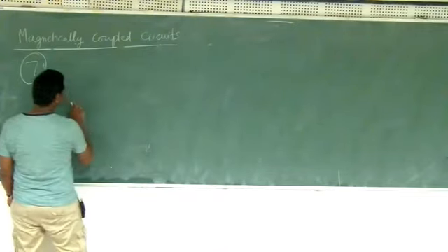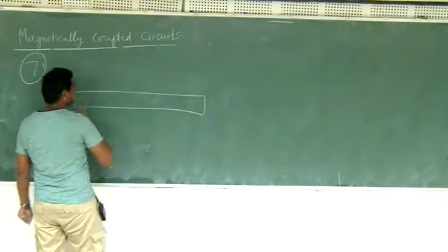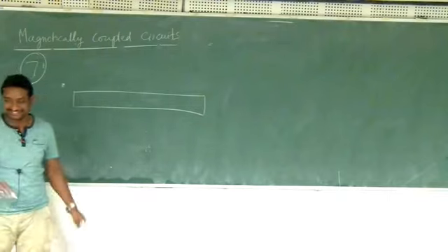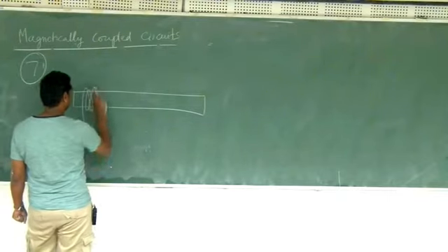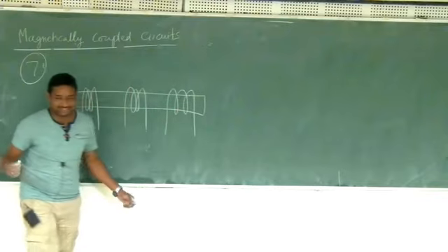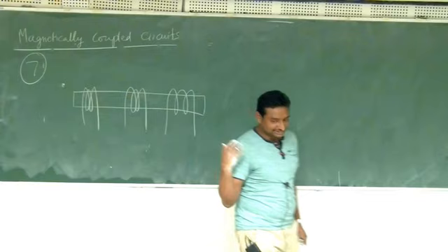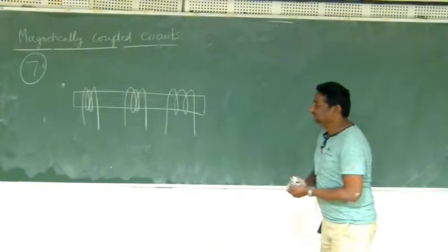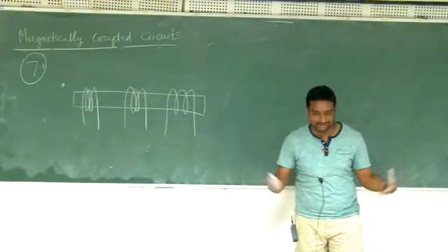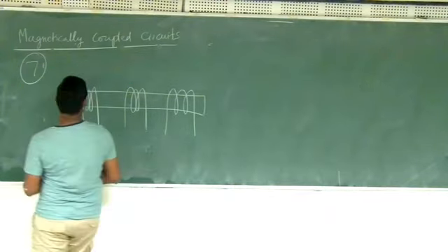So what I can do, are you ready? So something like this. Okay. So how is this interesting? So I can have some kind of coupling between 3 coils also. Need not be only 2. Okay.